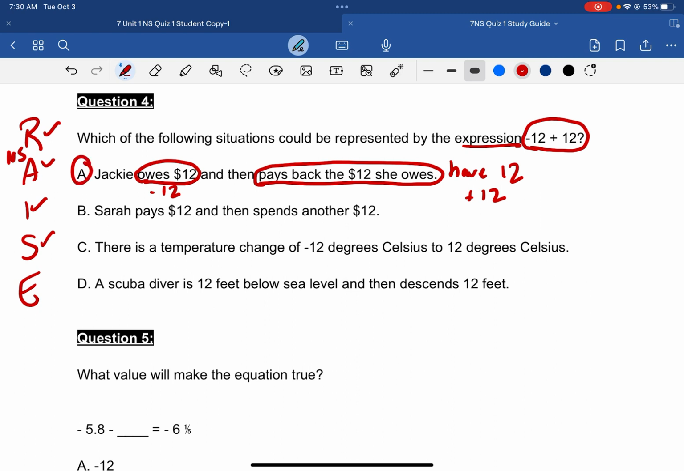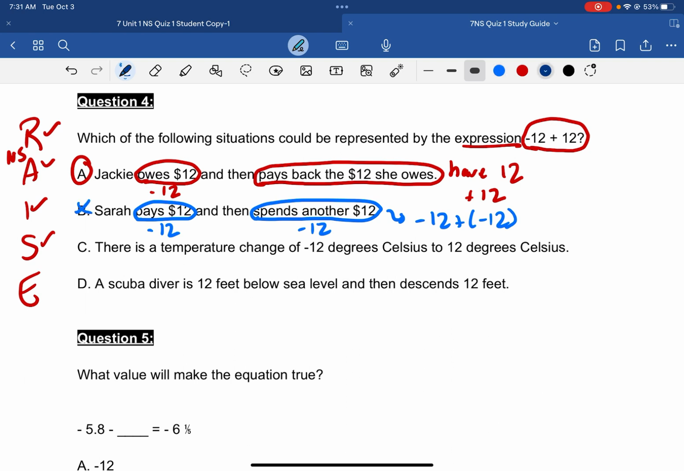And to make sure we clearly know the answer is choice A, we're going to go through each of our other choices as well. B is Sarah pays 12, so pays 12 is negative 12, and then spends another 12. That means that she's losing another 12. So this would be equal to the expression negative 12 plus negative 12, which is not what we're looking for.